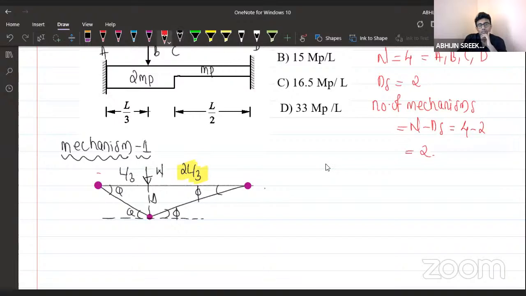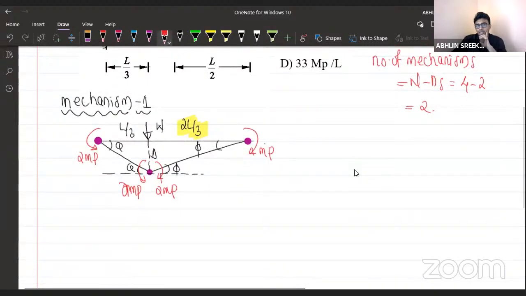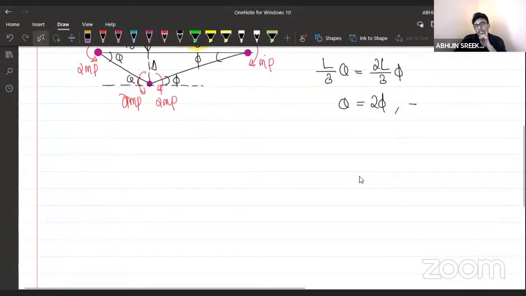And of course, I need to consider the MP values here. What is the MP value to be considered here? It is 2 MP. For this span AC, it is 2 MP only. So here also it is 2 MP, and here also it is 2 MP. But here it is MP. This is mechanism 1. Similarly, I can draw mechanism 2 also, but before that, let us calculate the theta values first. So L by 3 into theta will be equal to 2L by 3 into 5. From this, theta is equal to 2.5, or I can say phi is equal to theta by 2.